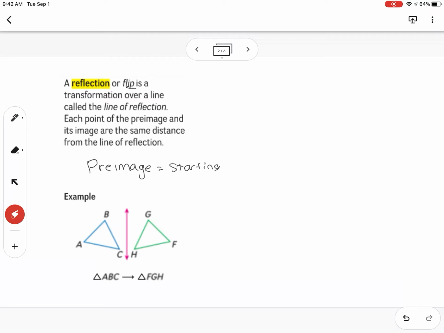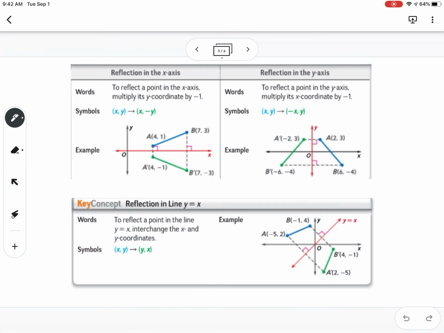You can flip it over any line you want, but we're just going to concentrate on these 3 flips. First, reflecting over the x-axis. Remember, the x-axis is the one that goes horizontal. We're going to reflect over the y-axis, the one going up and down. We're also going to reflect over the line y equals x. This is a diagonal line through the middle. It looks like this over here.